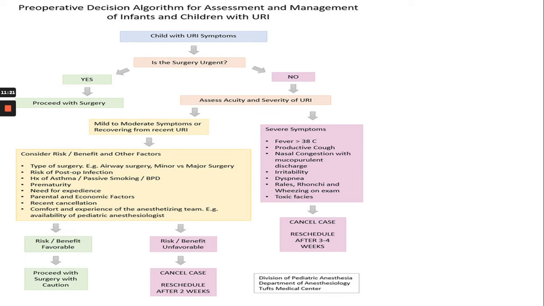Having elective surgery, what I typically do is I'll assess the patient. If they have a significant fever greater than 38 degrees Celsius, a productive cough, or I hear audible rales and bronchi on exam, then we'll have to have a discussion with the surgeon and the family. And in most cases, if the case is completely elective, we would delay the surgery for four weeks.